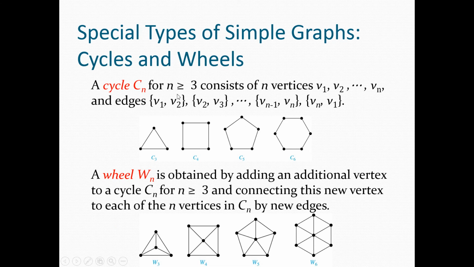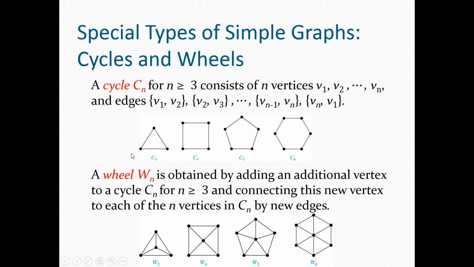So n greater or equal to 3 consists of n vertices v1, v2, ..., vn, and the edges joining v1, v2, then v2, v3, and so on, up to vn, v1. So we start by joining v1, v2. v2 will be joined with v3, and v3 will be joined with v4, and so on. vn will be joined with v1. So this type of graph is called a cyclic graph.